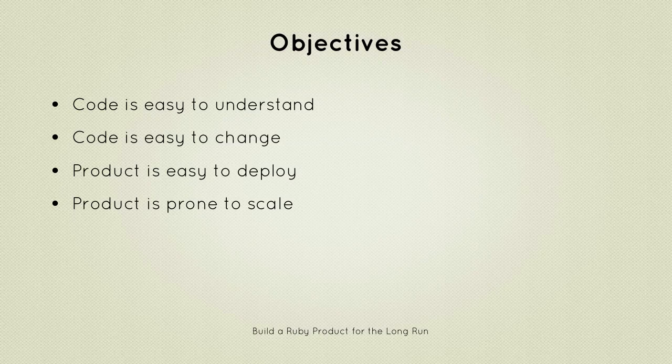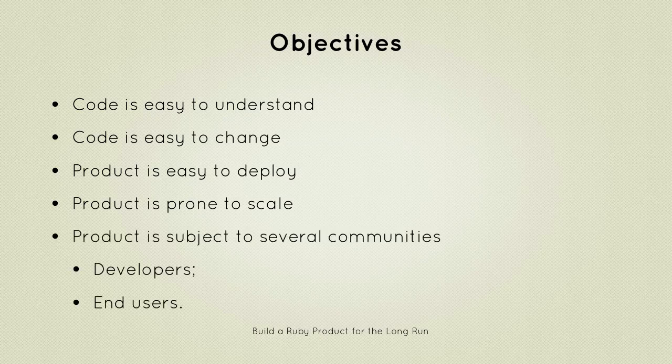The final objective we'll take in mind is that the product should be subject to several communities. Products like Twitter and Facebook, all of those different services, have different communities. They have the end users, of course, who consume the product, the service, and also an entire set of developers that want to extend on the product, create different APIs, different products that are based on our information, our data. So we'll take that into consideration as well.